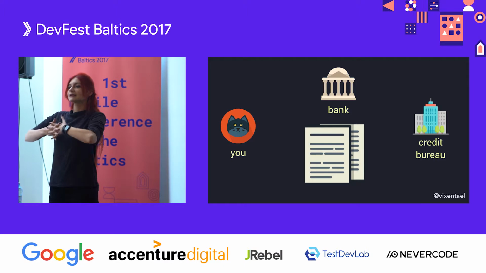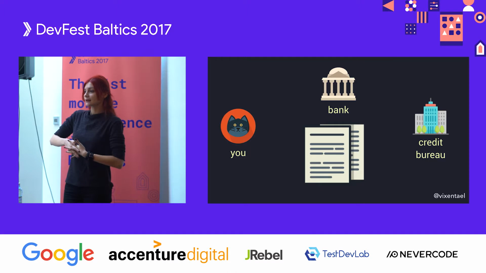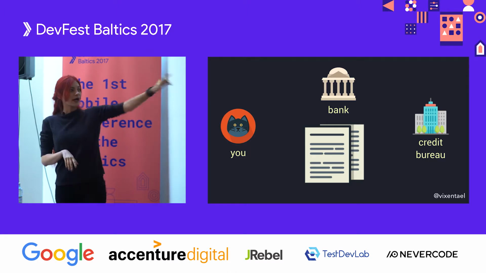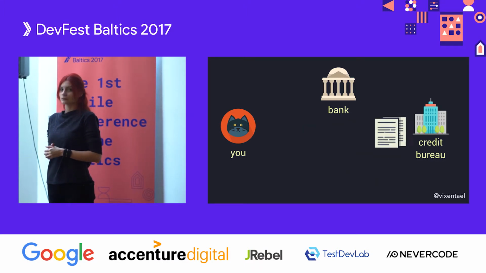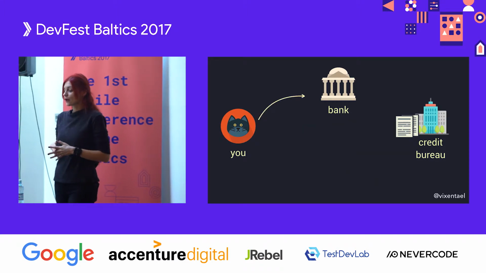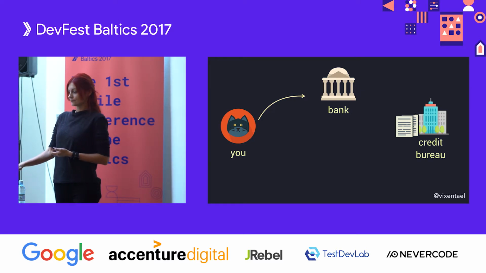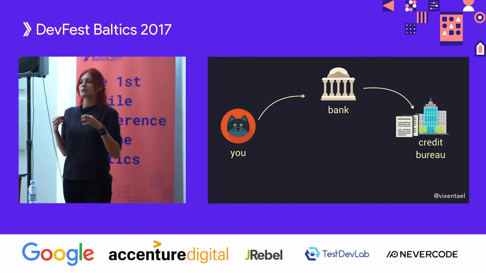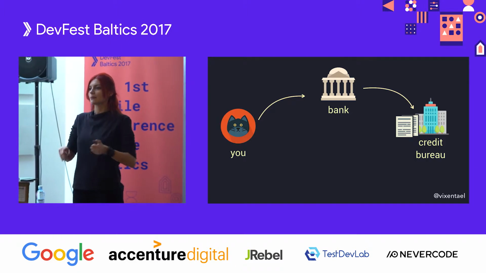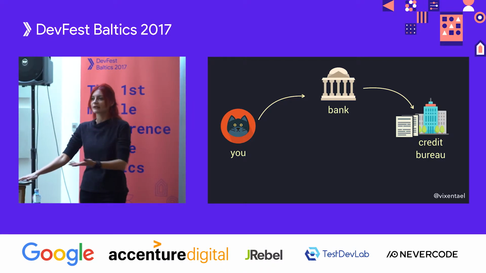So, this is a scheme of the relationship of Mr. Cat, bank, and credit bureau. Who has the credit history of Mr. Cat? The credit bureau. Now imagine that Mr. Cat goes to the bank asking for a loan. The bank gets this identifying information of Mr. Cat, name, surname, SSN, passport number, etc., and sends it to the credit bureau asking for a credit history and a credit score.